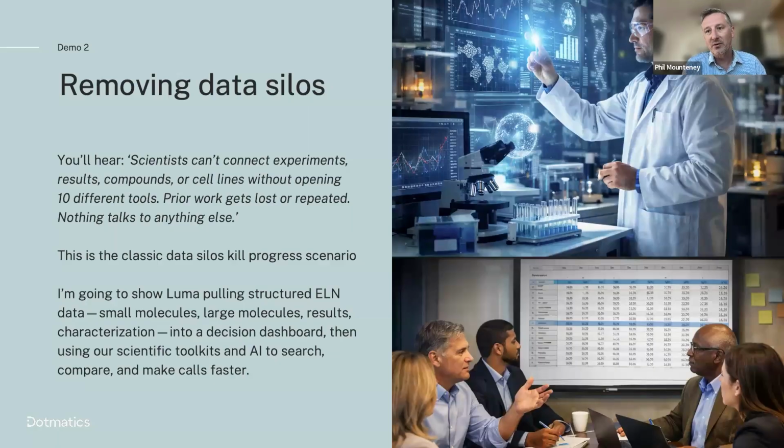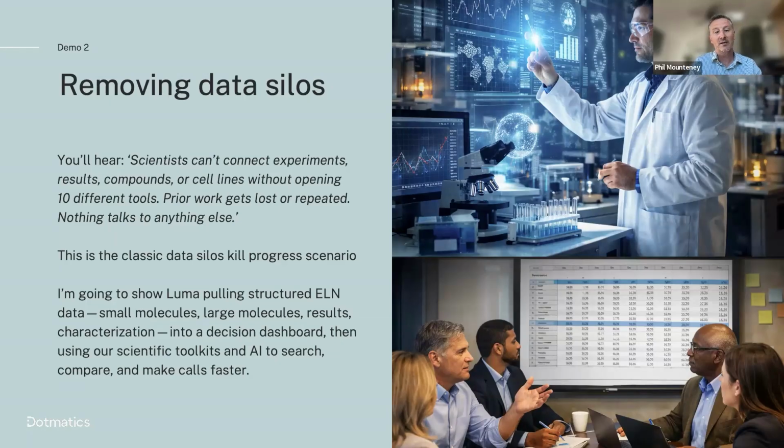So demo number two is taking things in the reverse. It's breaking down the data silos. So Dotmatics, we have ELNs, obviously. We have things like Prism. We have registration systems. We have Genius. We have SnapGene. Dotmatics are actually the owners of some of these silos now.